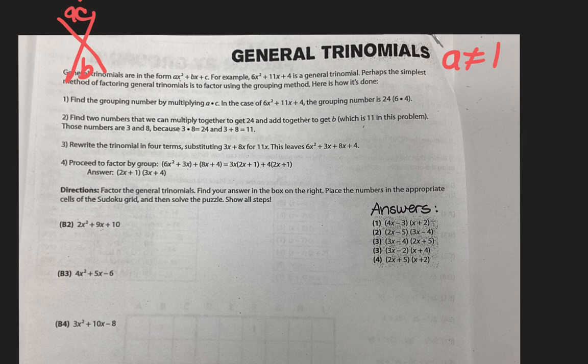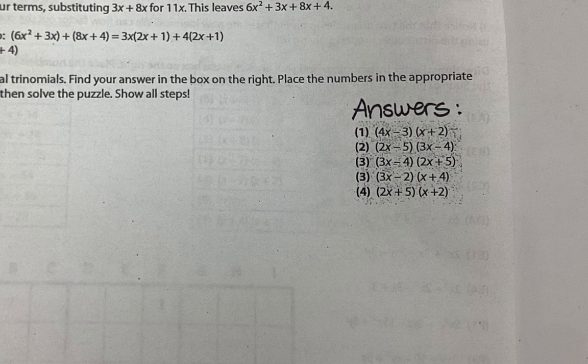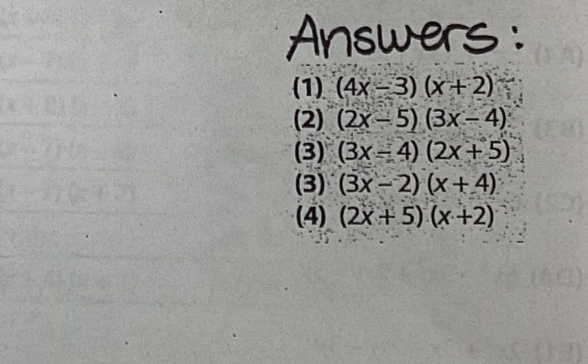So let's look and see. Let's work this one. We've got 6x squared minus 23x plus 20. All right. So let's look at our answer choices over here. We got 2x minus 5, 3x minus 4. It looks like they did not factor out any of the negatives. 2x minus 5, 3x minus 4.